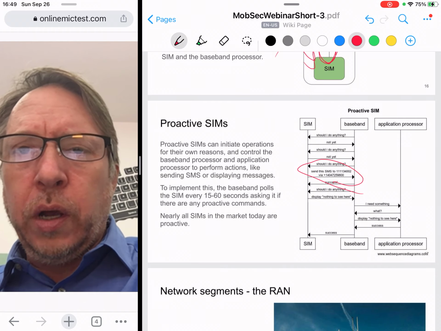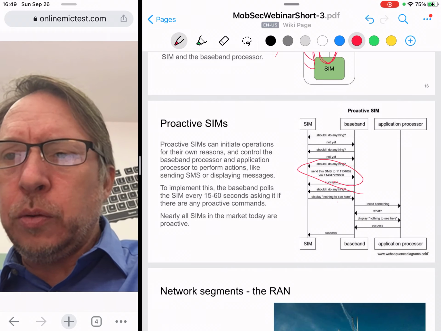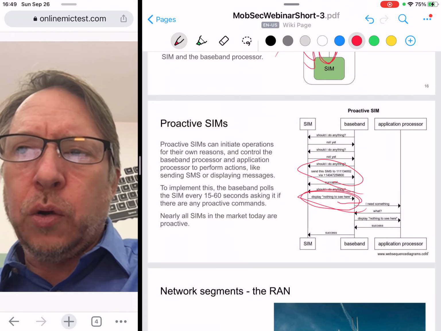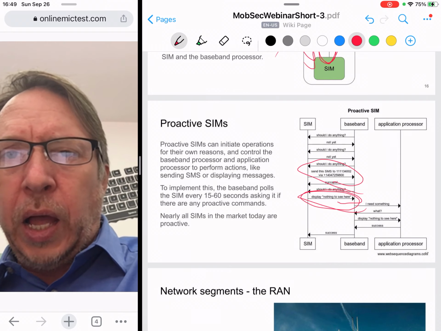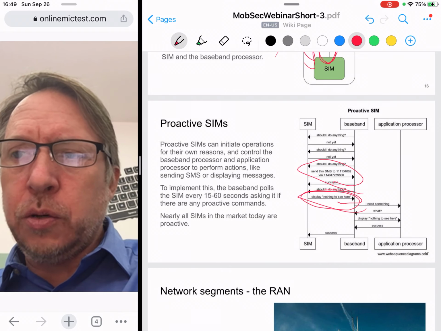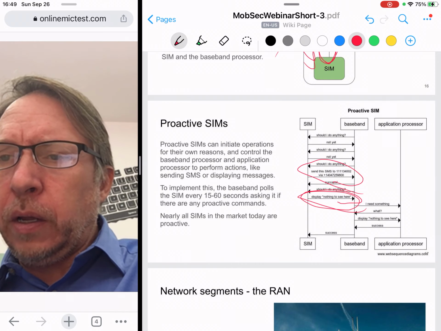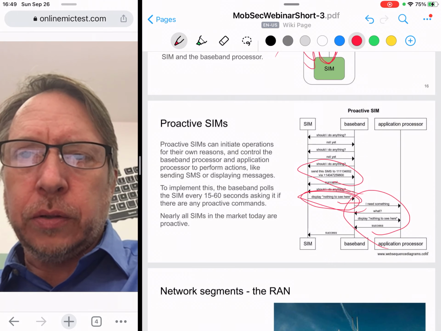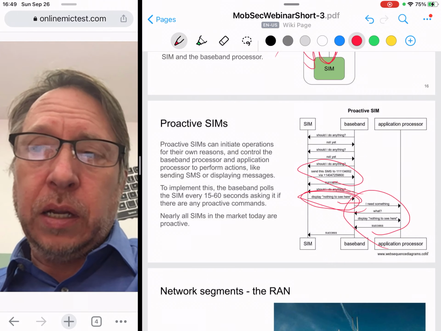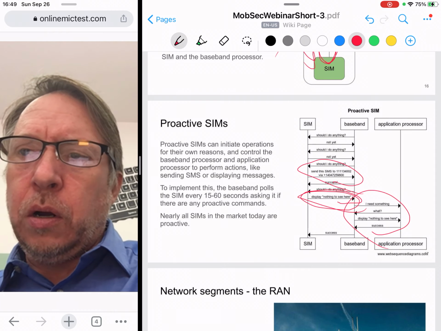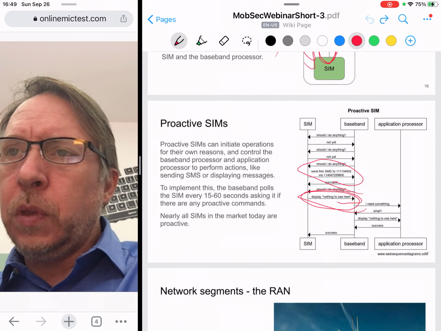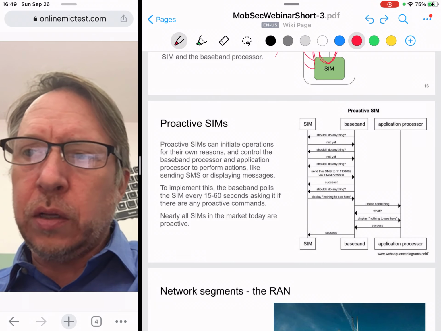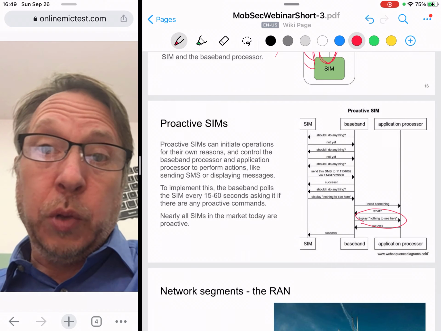The SIM can also request information about the status of the application processor. The SIM can send a request to the baseband processor, for example, asking if the browser is active on the application processor, and the baseband processor can pass that request up to the application processor and get information, and then pass it back down to the SIM. The SIM can also, through the baseband processor, instruct the application processor to display pop-up windows.